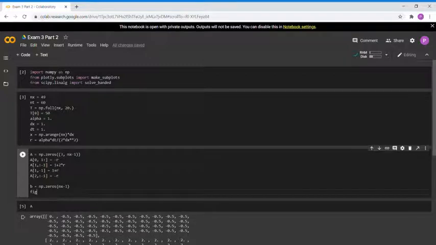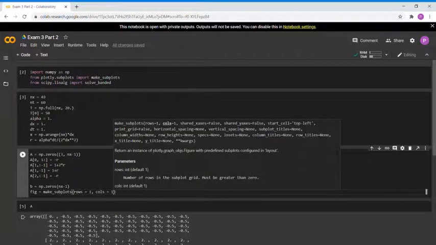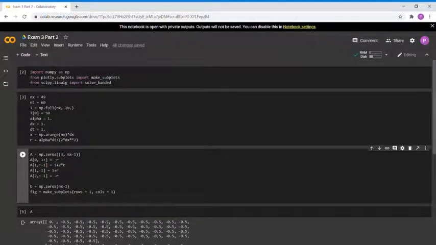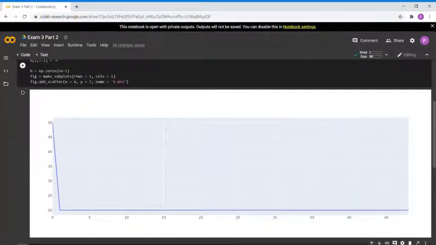Then next subplot, rows equals 1, columns equals 1. Then add scatter, x equals x, y equals t. We have the name 0 minute. Alright, this is the first temperature, the T0.